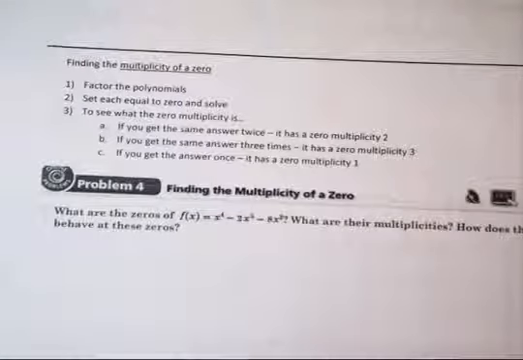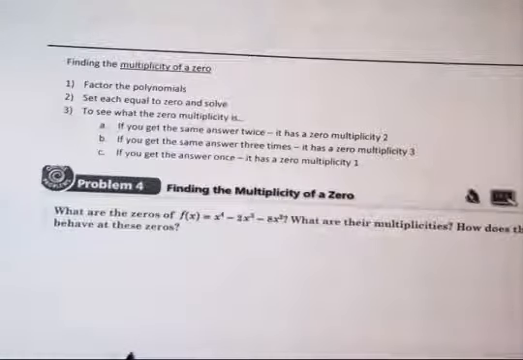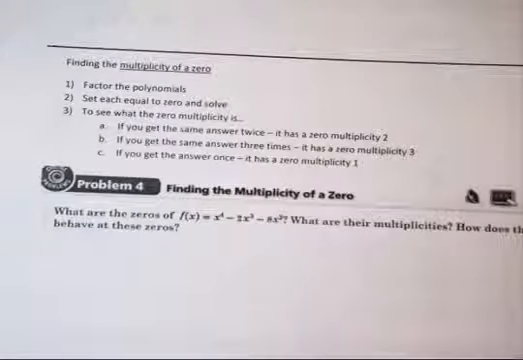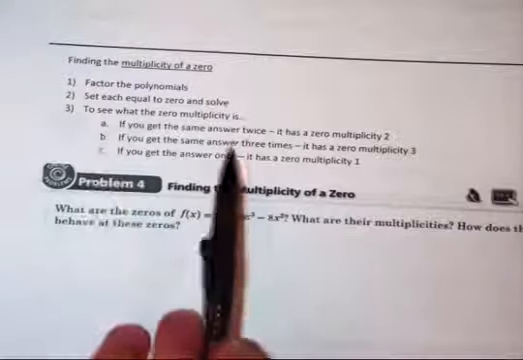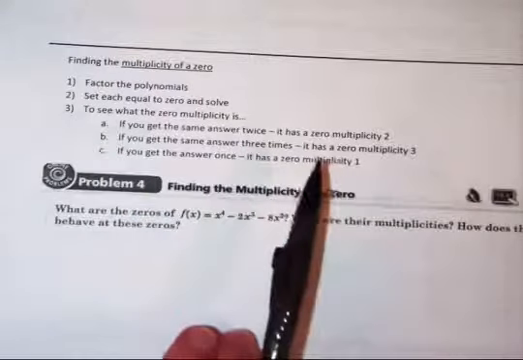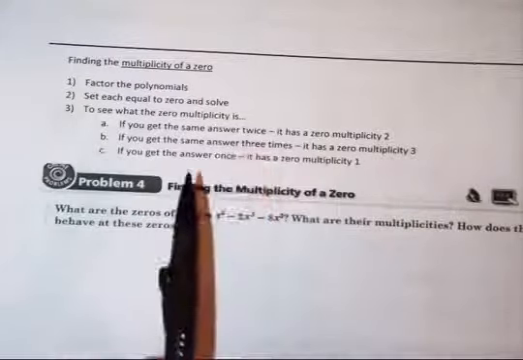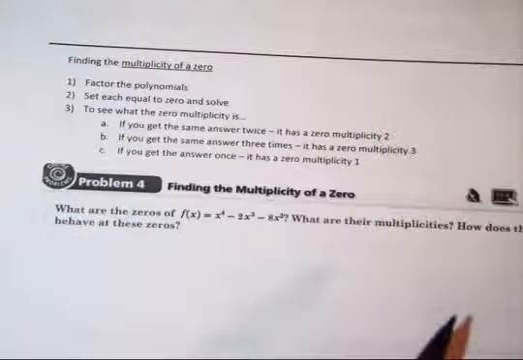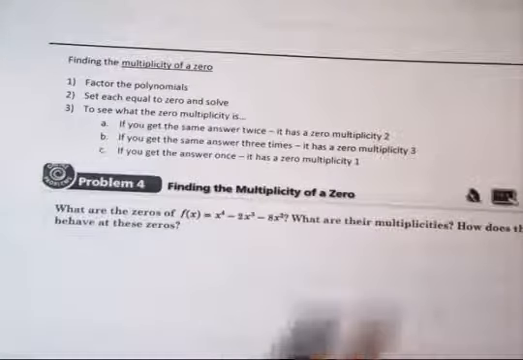The next section of the notes, you need to know how to find the multiplicity of a 0. Step 1, factor. Step 2, set them equal to 0 and solve. Step 3, to see what the multiplicity of 0 is: if you get the same answer twice, it has a 0 multiplicity of 2. If you get the same answer 3 times, it has a 0 multiplicity of 3. If you get the answer once, it's a 0 multiplicity of 1. Whew! That's a mouthful, isn't it?